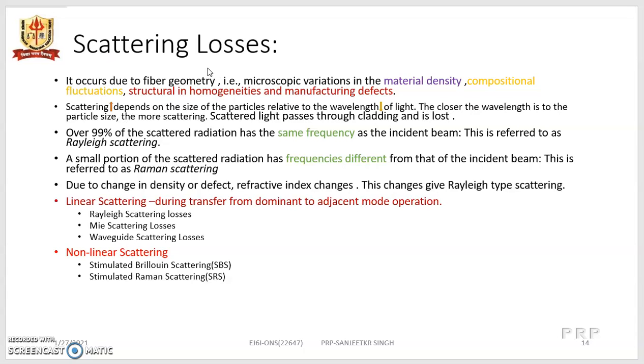So scattering losses can be broadly classified into two. First one is linear scattering and second non-linear scattering. Linear scattering takes place during the transfer of the mode of operation from dominant to adjacent mode. In linear scattering, we have the Rayleigh scattering loss, Mie scattering loss, and the waveguide scattering loss. Whereas non-linear includes the stimulated Brillouin scattering, that is SBS, and stimulated Raman scattering, that is SRS.